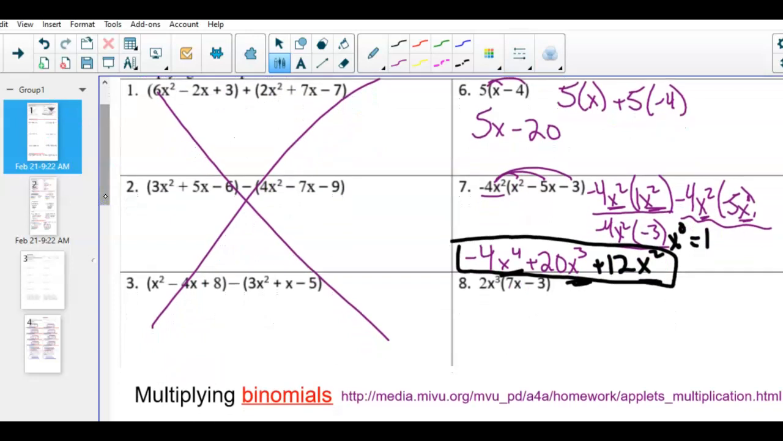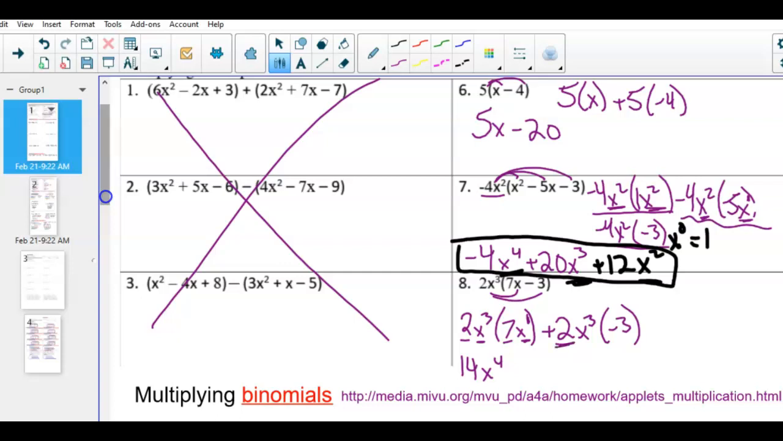Right? For number 8, same thing. I'm going to draw the lines underneath this time. I'm multiplying 2x to the third times 7x. And since 2x to the third is positive, I'm going to put plus 2x to the third times negative 3. 2 times 7 is 14. And then I have like bases. Remember, I have an exponent of 1 here. So if I have like bases that are being multiplied together, I am adding the exponents. So that would be x to the 4th.